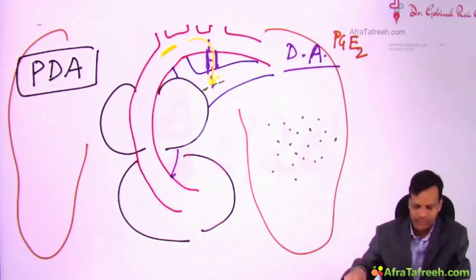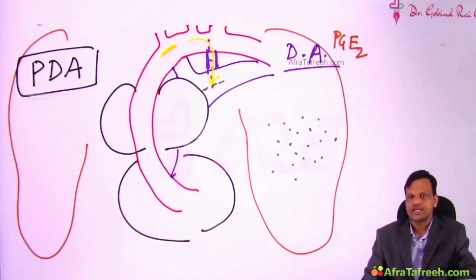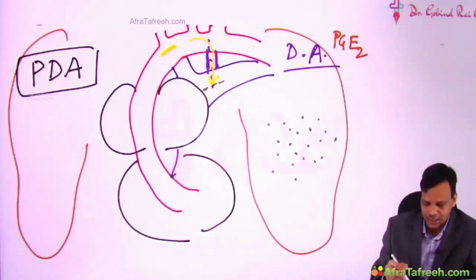And for closing the ductus, we have 2 methods. One, we can open the heart and ligate it by thread. Obviously cardiac surgery is not so simple, so we want to do it by drugs. So the second thing we can do is give drugs, and the drugs which we can use for closing the ductus are those which inhibit the formation of prostaglandins.